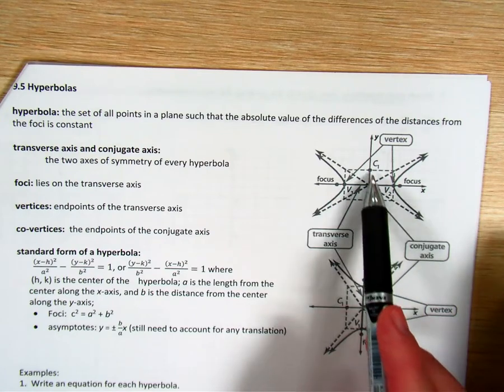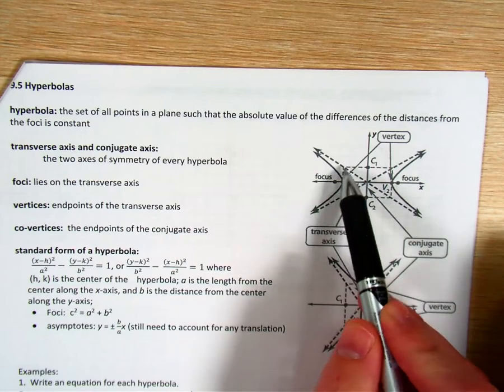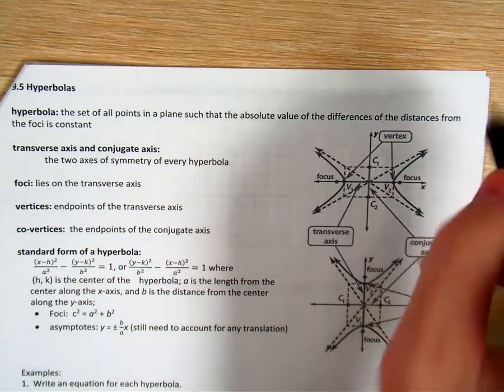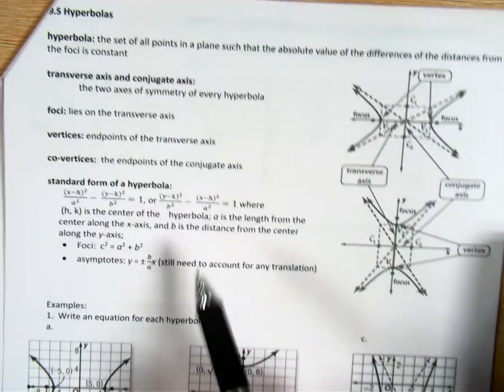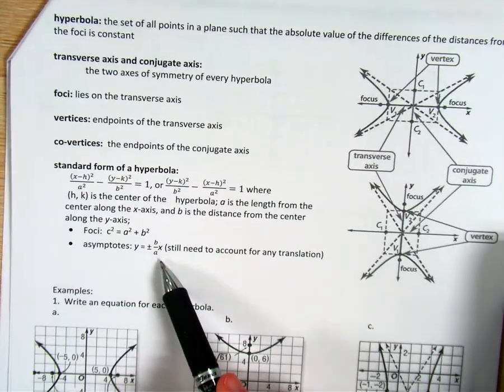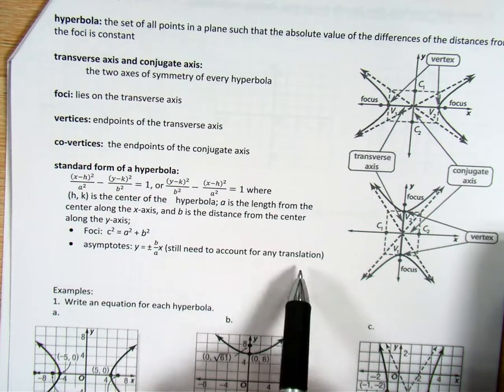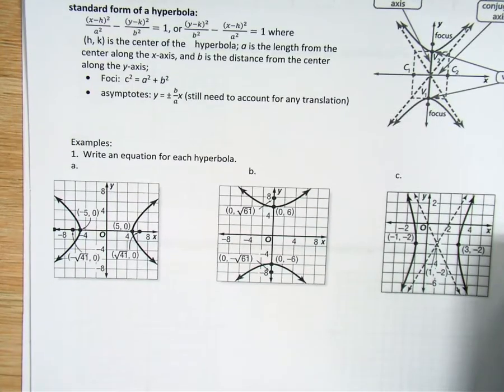Our co-vertices are going to be up here. They're not really doing a whole lot for us. They will be part of this rectangle that we'll graph out to help draw our asymptotes that guide our hyperbola. And those asymptotes have the equation of plus or minus b over a times x. We still need to account for any translation, but in our first part here today, we're not going to have any translations. So let's take a look.